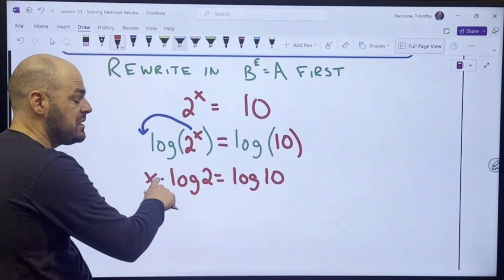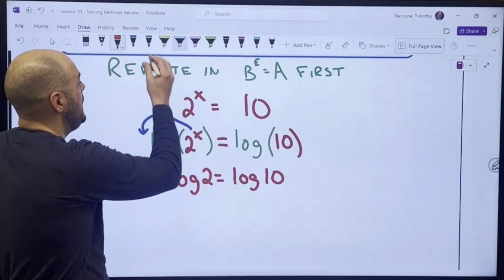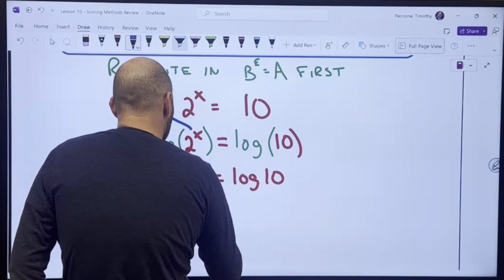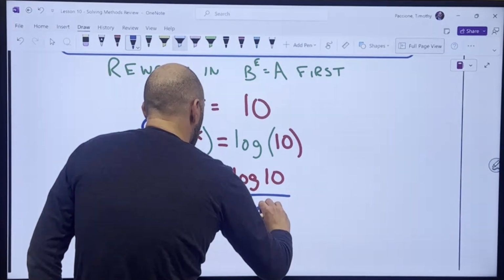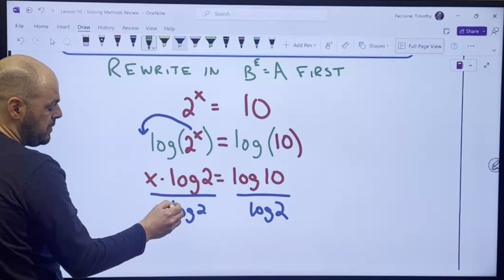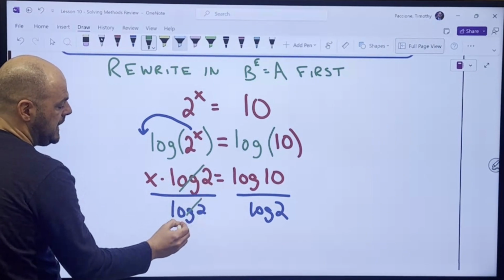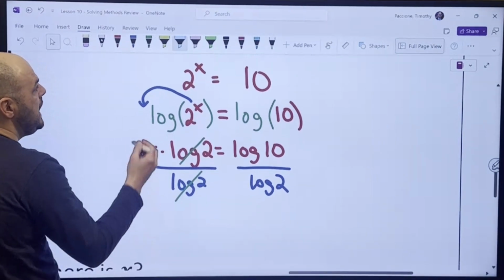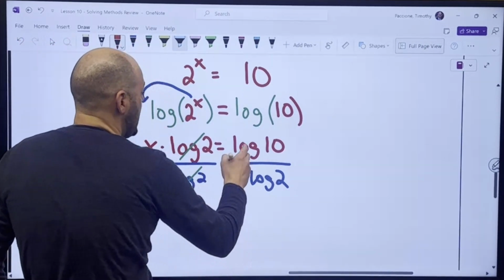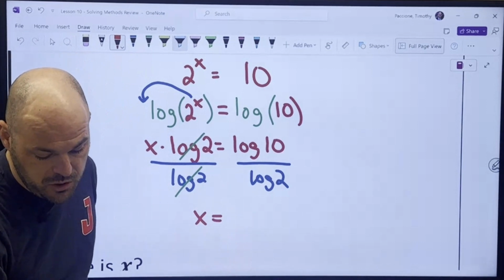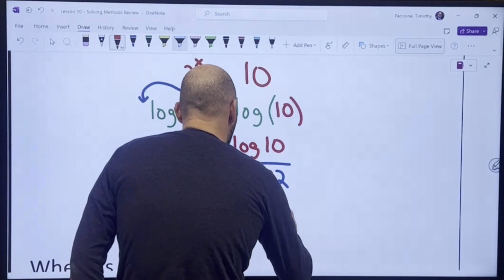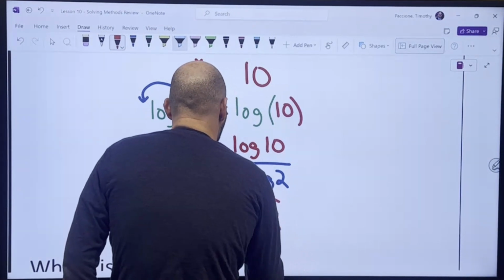What's happening to the x? It's being multiplied, so I have to divide. And what I divide by is log of 2. Just like any other multiplication, we do division, we undo it and it cancels on this side, right? And then on this side, I end up with just x. On this side, I do log of 10 divided by log of 2, which I use my calculator for, and that's 3.32, and that is my answer.